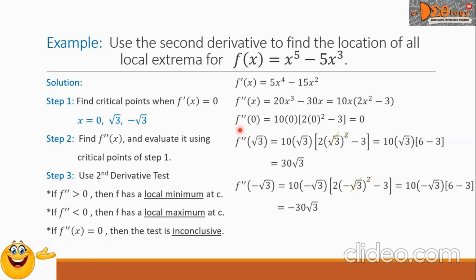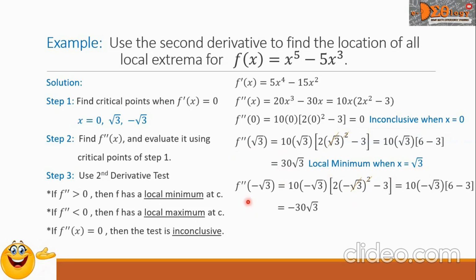Let us see now f double prime of 0, and this is equal to 0. In this case, we say that it is inconclusive when x is equal to 0. Next is the second derivative at square root of 3, and the answer is positive 30 square root of 3. Since this is positive, we say that there is a local minimum when x is equal to square root of 3.